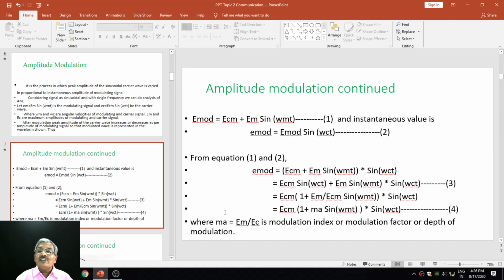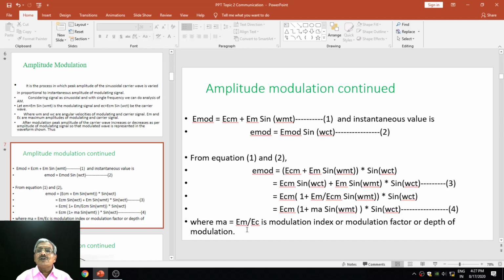is called the modulation index of the amplitude modulated wave, and it is given as the ratio of E_M upon E_C. M_A is also called the modulation factor, or the depth of modulation, which is defined as the ratio of the maximum amplitude of the signal to be modulated upon the amplitude of the carrier wave. That is, the ratio of E_M upon E_C is called either the modulation index, the modulation factor, or the depth of modulation. So equation 4 represents the equation of the modulated wave, that is E_mod.